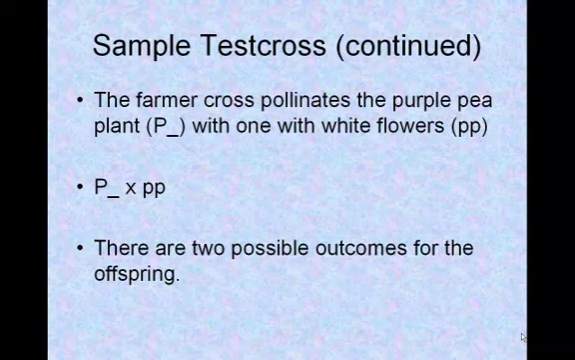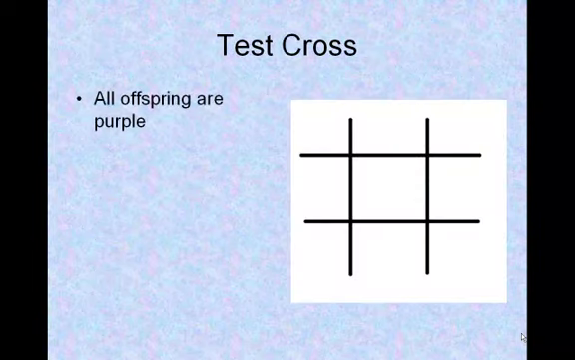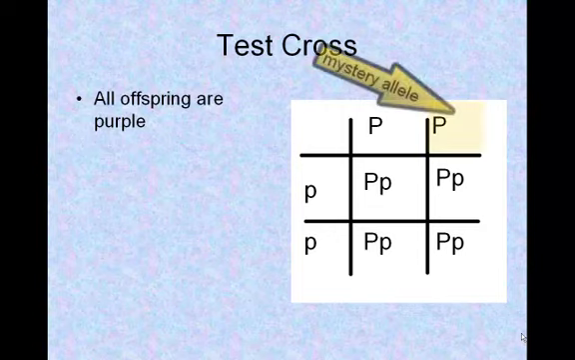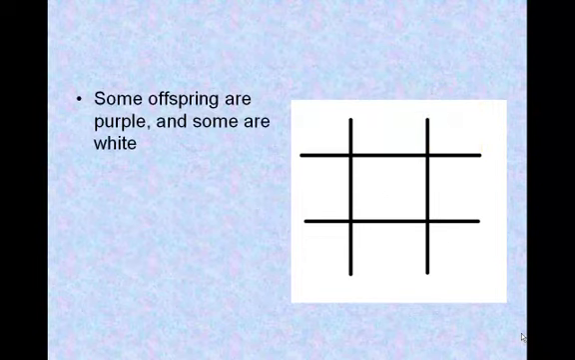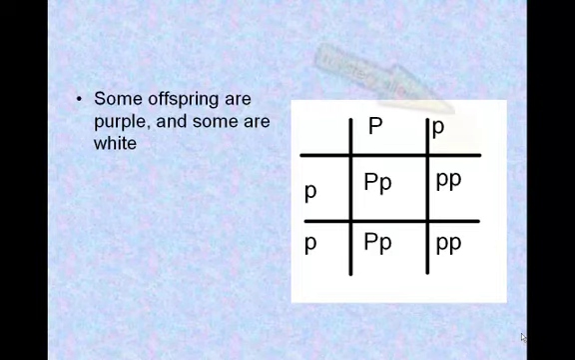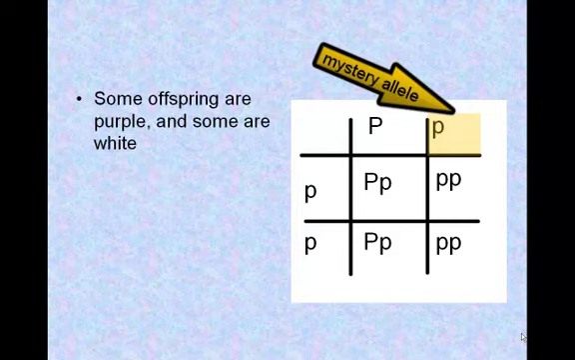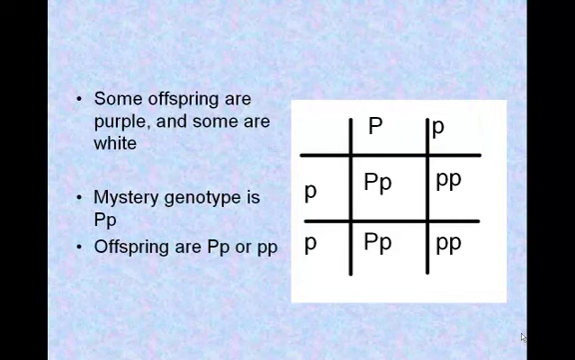So there's 2 possible ways the cross could come out. Either you could get all purple offspring, in which case you know from looking at the Punnett square that your mystery genotype had to be big P, big P, which makes all the offspring hybrids. Or some of the offspring could have been purple and some of them could have been white. Well, the only way to make that happen in a Punnett square is if the mystery parent is big P, little p. So you get 50% white, 50% purple.